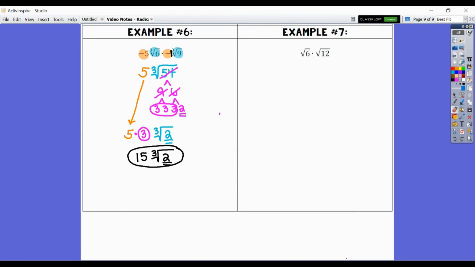For example 7, again, multiply the outside numbers. Now, when there's no number there, it's just 1, so 1 times 1 is 1. And then underneath the radical, my 6 times 12 will give me 72. You do not need the 1 out in front. When you write your final answer, it is correct without it, but it's just important to know that when there's no number there, it is indeed a 1.